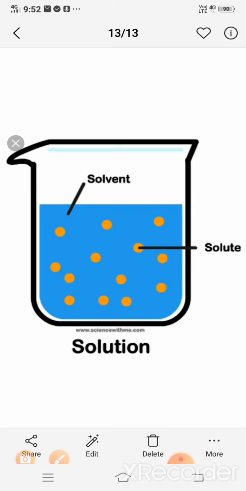So what is a solution? A solution is a homogeneous mixture, I said, in which the solute particles are completely dissolved in solvent. Here the yellow particles are called solute and the blue substance is called solvent. The solute particles are always in a minor quantity and the solvent particles are always in a major quantity, isn't it? Here, for example, I will take sugar as a solute. Sugar can be completely dissolved in water, where water will act as a solvent.